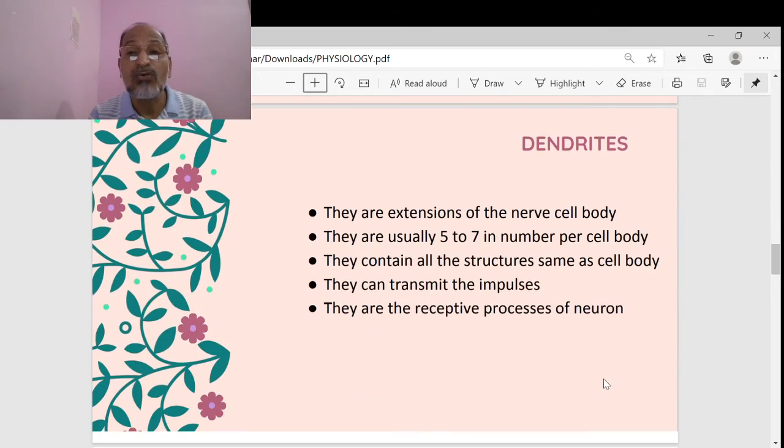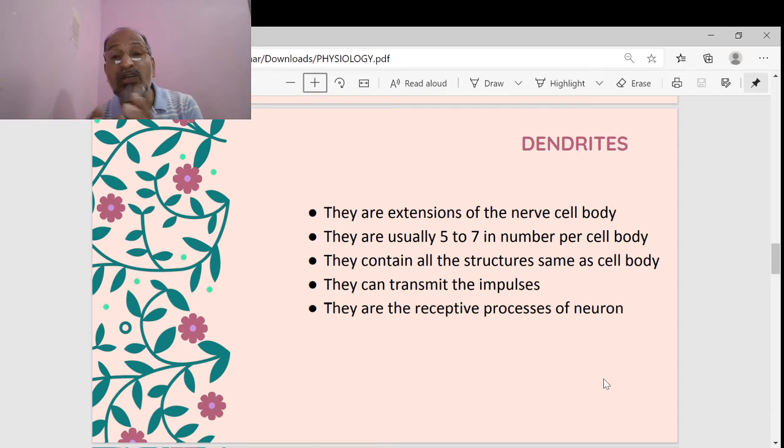Then we talk of the dendrites, which are the extensions from the cell body, and they are usually 5 to 7 in number per cell. This is an average figure which we are giving, and they contain all the structures the same as the cell body, like mitochondria, the Golgi apparatus, the granules, the RNA protein complex. Everything the cell has is present within the dendrites, and they transmit the impulses.